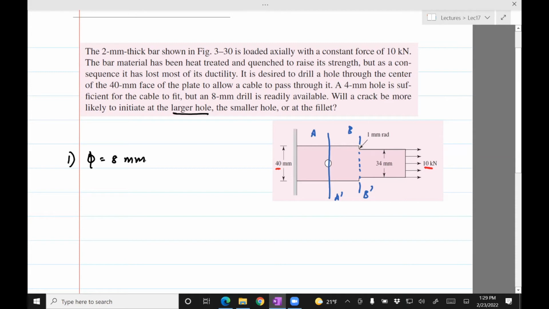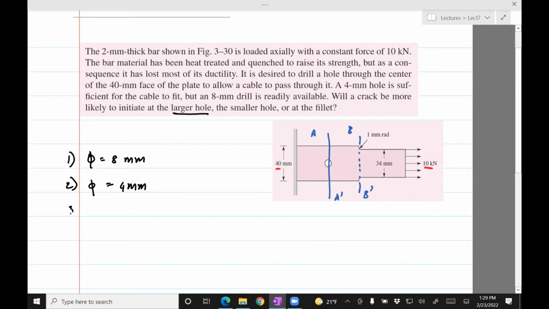so you can drill a larger hole because you have a drill available, which is of 8 mm, right? But a 4 mm hole will do it because the purpose of this is to have a cable pass through it. So we have two choices: either a 4 mm hole or an 8 mm hole. It's cheaper to give the 8 mm hole because the drill is available. If it's 4 mm, then you need to get a drill of that size. So both these scenarios will lead to different stresses, and we want to figure out which of those would have lower stresses, right?